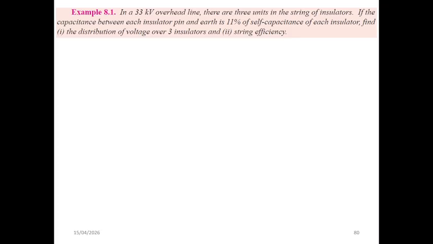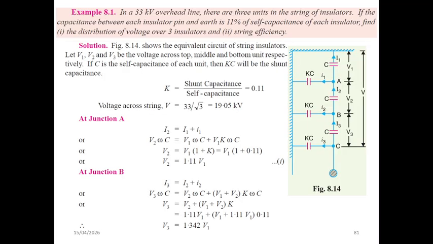As I told you, the distribution of voltage across the insulators in the string is a key point. So in this slide, I present the detailed solution for determining the voltage distribution across the three-unit insulator string in a 33 kilovolt overhead line. We already discussed this figure.